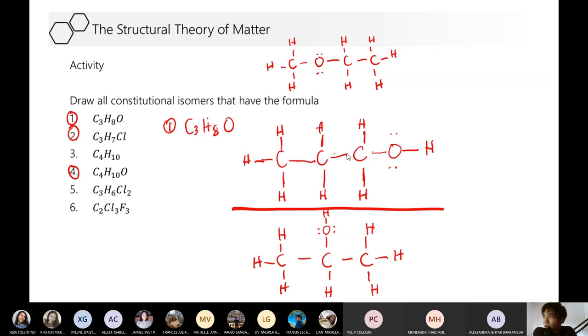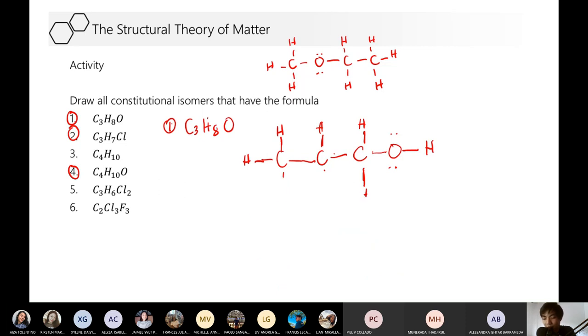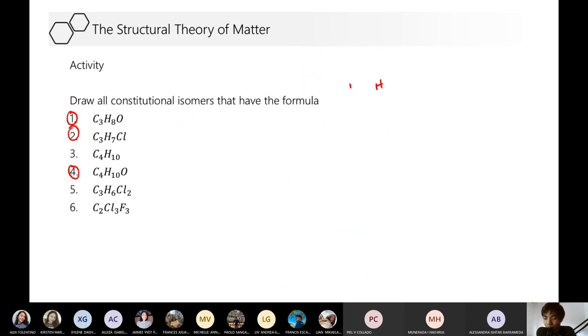Okay, so proceed ako number two. Tapos yung iba kayo na bahala, maybe after the class na lang, para may time pa kayo sa lab nyo. Okay? So, yan yung sagot natin for number one. So, for number two, so anong formula natin?